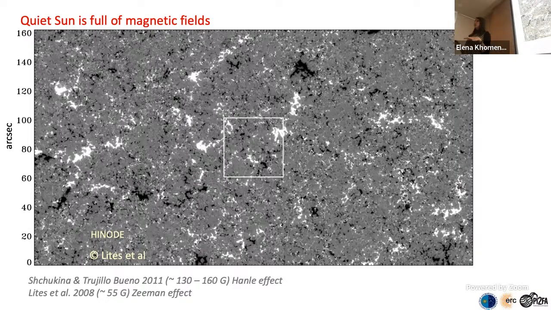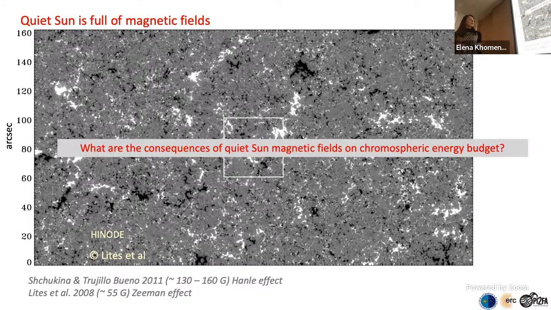But also we know that this magnetic field is located in the region where we have a lot of neutrals. So we want to ask ourselves a question: what are the consequences of this quiet sun magnetic field for the heating of the solar chromosphere? Now we have a mechanism that can dissipate this magnetic field. So can we really heat the chromosphere by means of this quiet sun magnetic field?